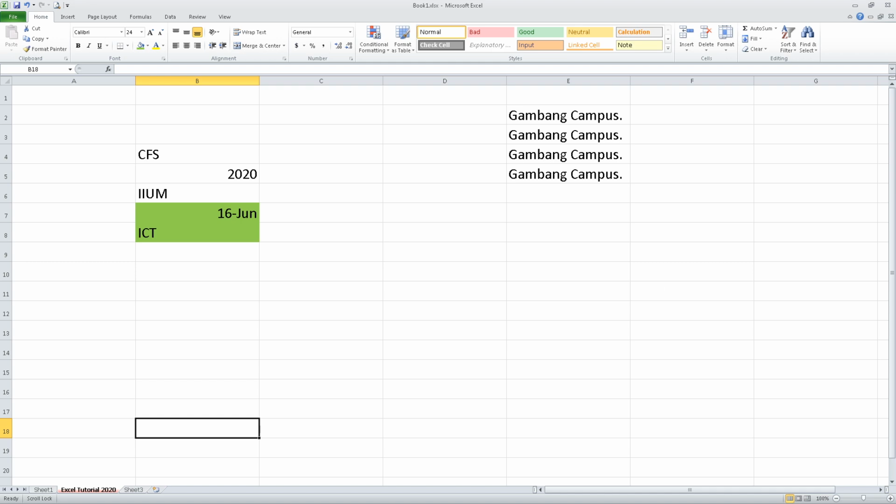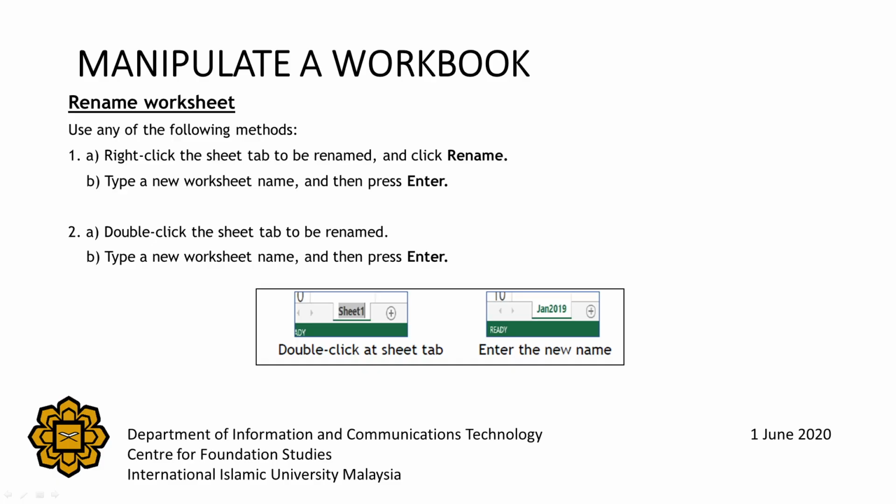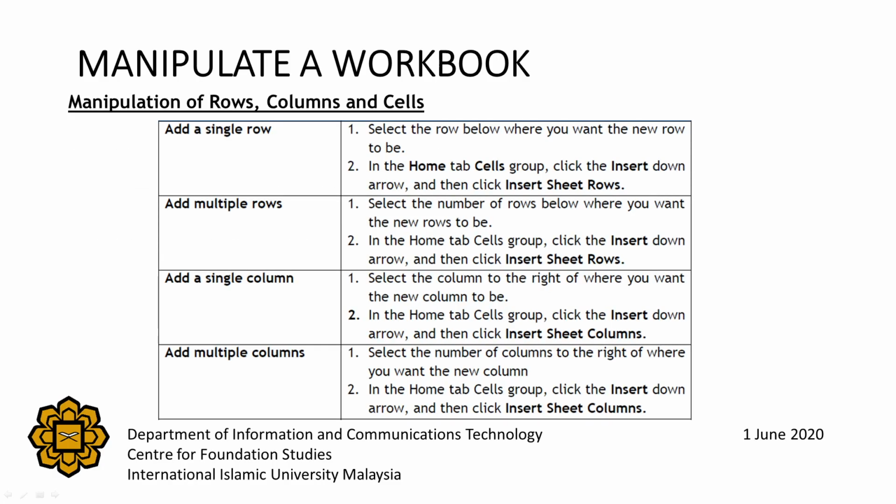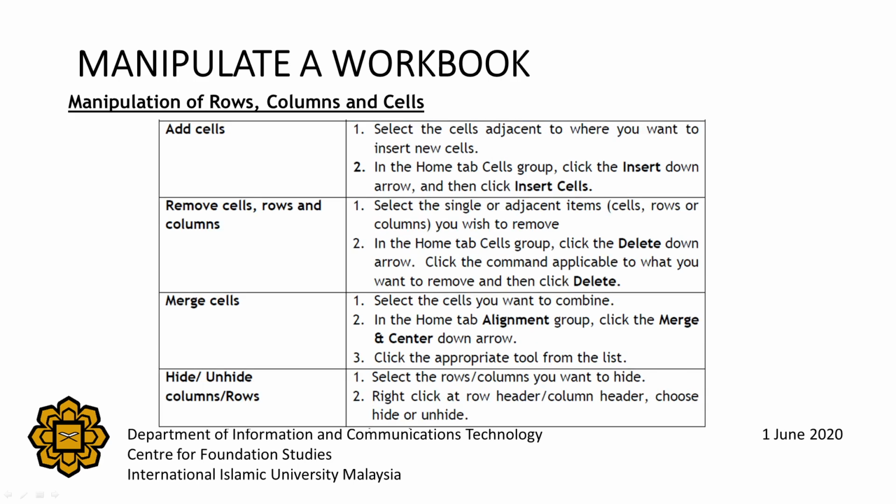So if you refer to your workbook, page L3-14, actually they have stated there how to add a single row, multiple rows, single column, multiple columns, and so on. You can refer to your table L3-8 to manipulate the rows, columns, and cells.